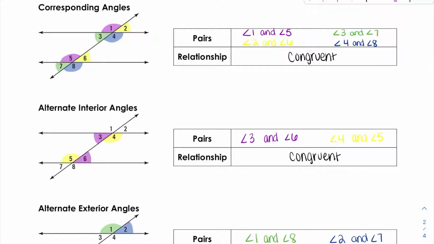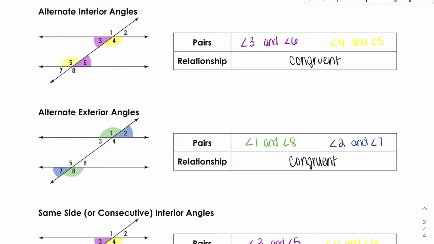Next, corresponding angles. These are angles that are on the same side of the transversal, but one is inside the parallel lines and the other is outside. The pairs of corresponding angles are 1 and 5, 2 and 6, 3 and 7, and 4 and 8. The relationship that exists for corresponding angles is that they are congruent or equal.